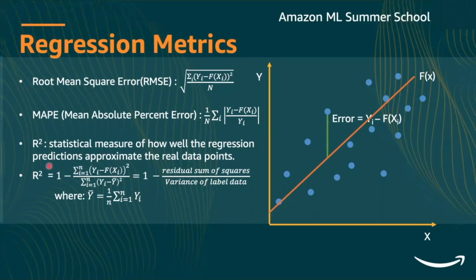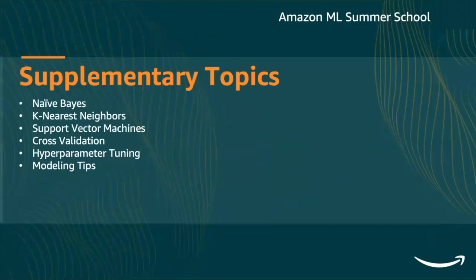It is based on the proportion of total variation of outcomes explained by the model. It's basically a statistical measure of how well the regression predicts the real data points, how well this line predicts these. So the formula is given by this. y minus f(x_i) is basically the square of the error. y minus y bar is the variance of the label data, how this data is varying around the mean of these labels. And R square is basically 1 minus the residual sum of squares over the variance of the label data.